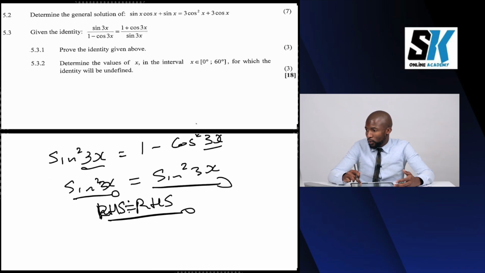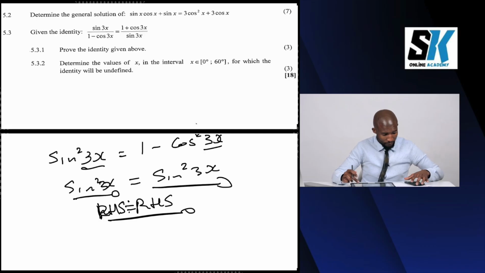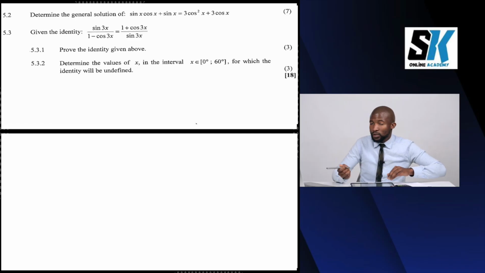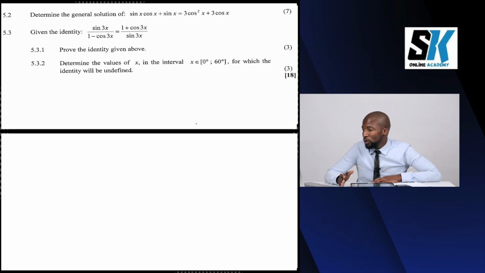And now 5.3.2. So 5.3.2, which is the last one here in question 5, also 3 marks. So it says determine the values of x in the interval where x is between 0 and 60, for which the identity will be undefined.